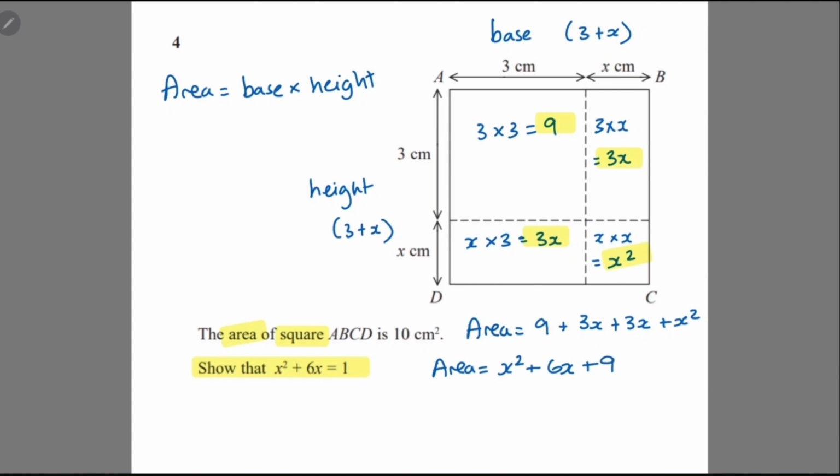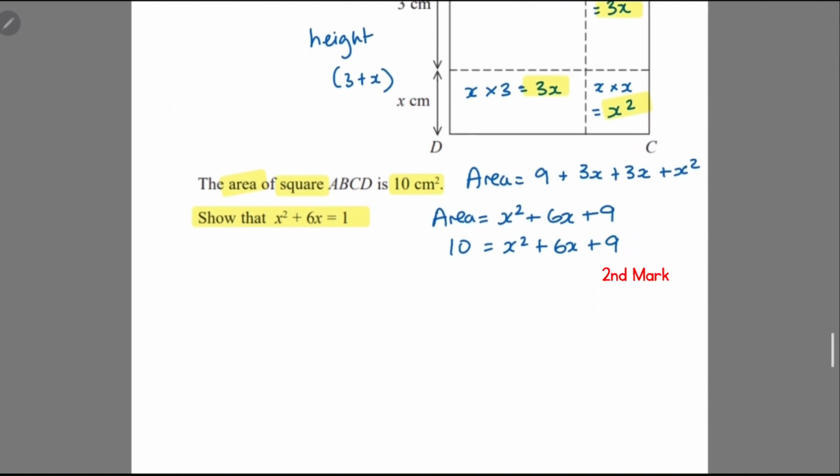Right, we're starting to look similar to what they've given us in the question. Now we see the x squared showing up, and we see the 6x. We haven't finished because we've got one more piece of information in the question. It tells us that the area is 10 centimeters squared. So we're going to go back to our equation and substitute the 10 centimeters. Instead of writing area, I'm literally going to put the number 10 there. So I'm going to say 10 equals x squared plus 6x plus 9.